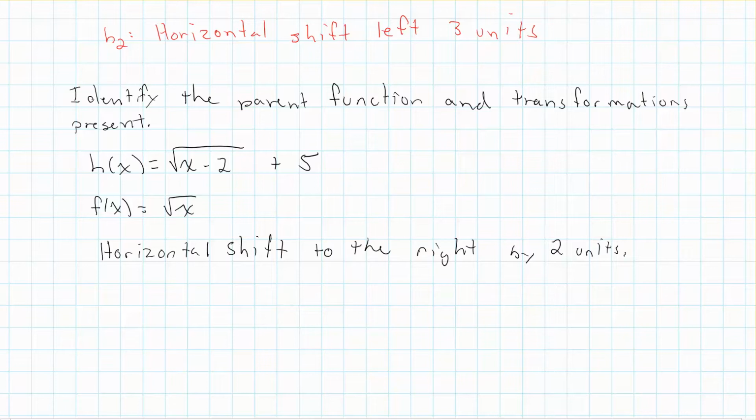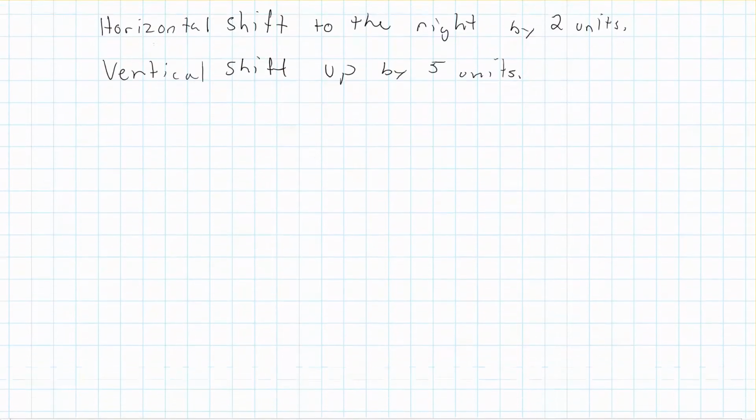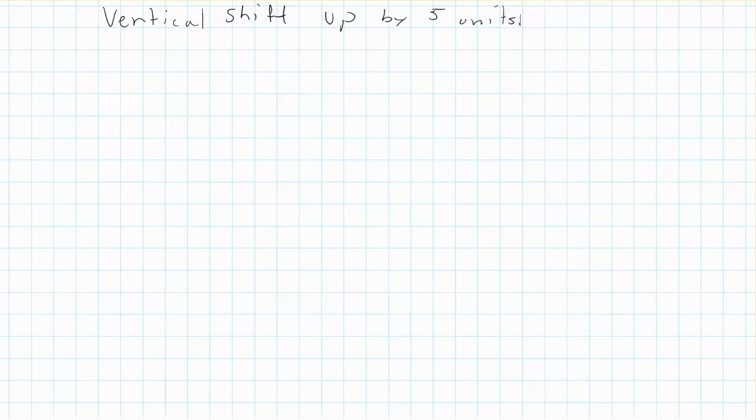And now I've got a plus 5, but the plus 5 is occurring outside of the parent function. In other words, I have already done the parent function, and then I'm adding 5. So that means it's a vertical shift up by 5 units. So that's all we were asked to do in this particular example problem. We're going to look at a couple more example problems here. But before we look at a couple more example problems, let's go ahead and, well, no, we'll just start with a new example here.